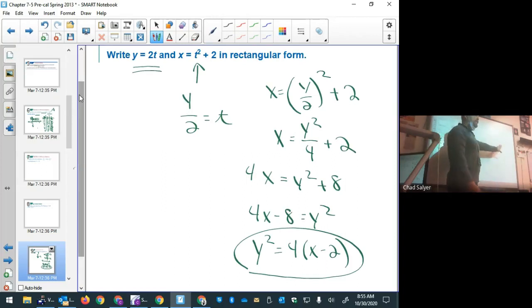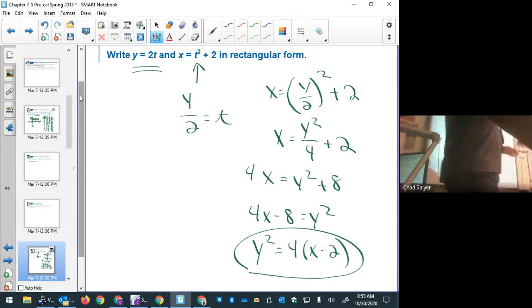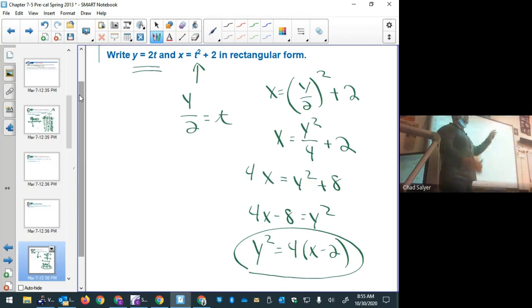But this is the answer I'm looking for on the test. I didn't make you go this way. Just as soon as you get it solved in rectangular terms, just compare your result to my answers and you'll find one that matches it if you did it right. Questions about that? So that's moving from parametric to rectangular.